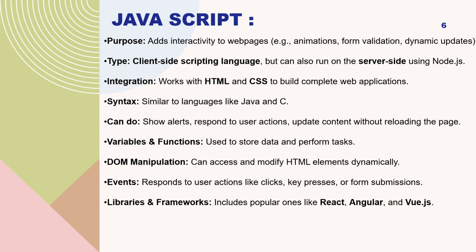It can manipulate HTML elements through the DOM. DOM full form is Document Object Model, and it can handle events like click or key presses. JavaScript runs directly in web browsers, but it can also be used on servers using Node.js. Overall, it is an essential language for creating modern, responsive, and interactive web applications.